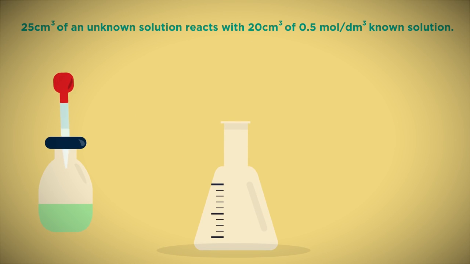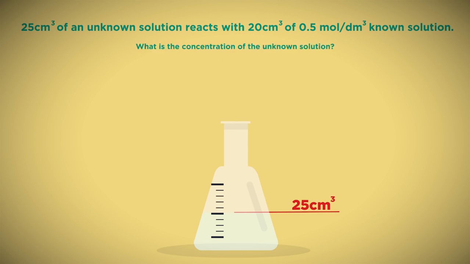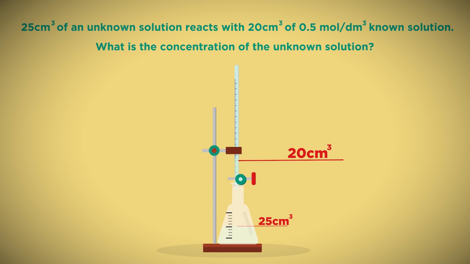We have carried out a titration. We started with 25 cubic centimeters of an unknown solution in the conical flask. We then added 20 cubic centimeters of the known solution of concentration 0.5 mol per cubic decimeter to complete the reaction. What is the concentration of the unknown solution?